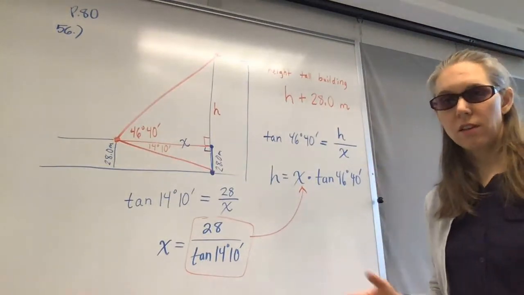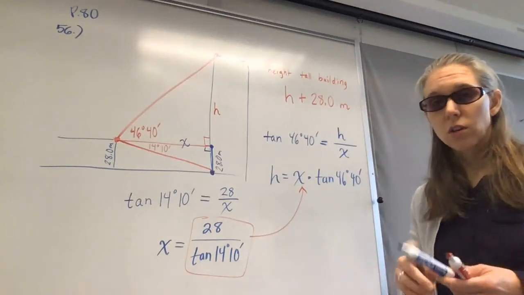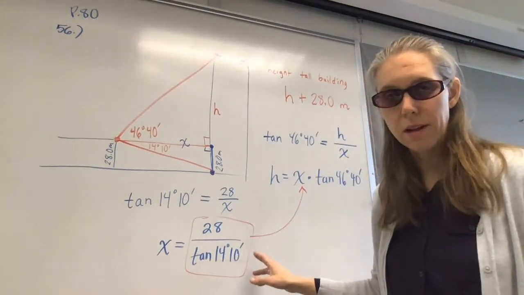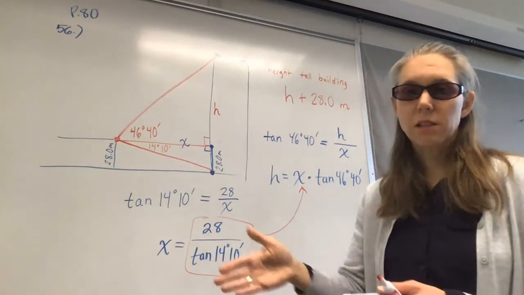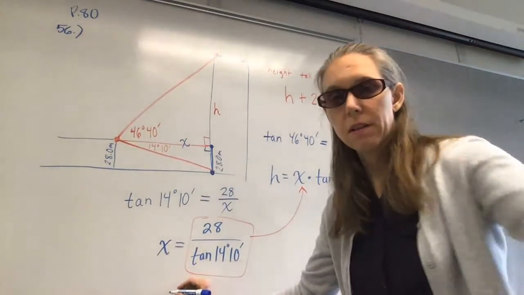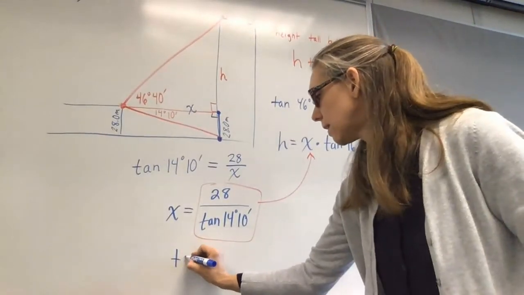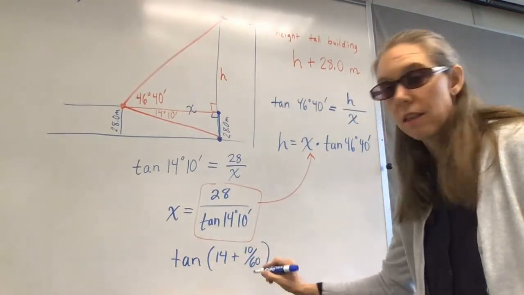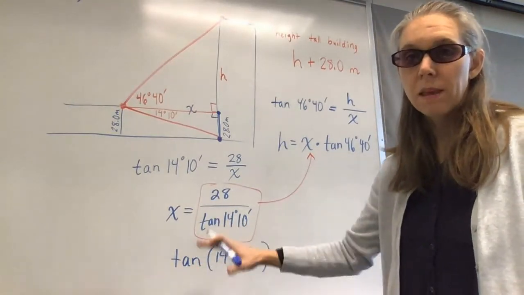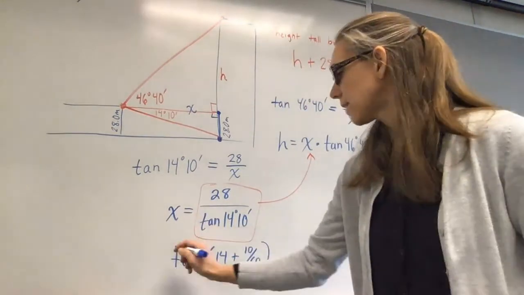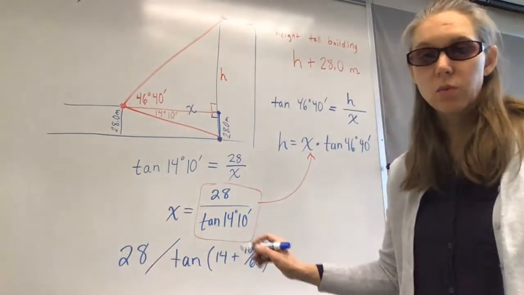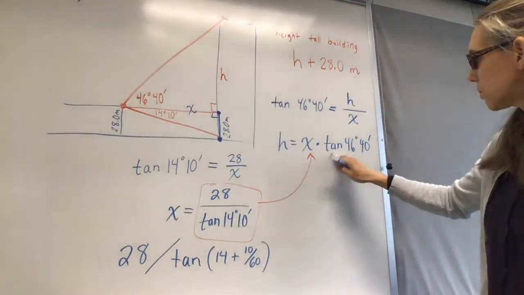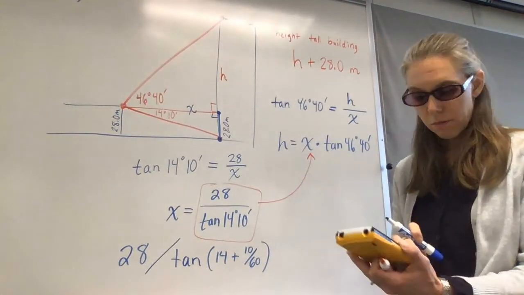So you can change everything from DMS form to decimals, but you could also just in-line do your conversion. So what I mean by that is when you want to type tangent 14 degrees 10 minutes, rather than go through the process of converting this to decimal form and then taking the tangent, you can type in tan 14 plus 10 over 60, and that would convert from DMS form to decimal form at the same time as taking the tangent. So to get x, we want to take 28 and divide 28 by the tangent of 14 plus 10 over 60. Make sure you then close your parentheses, and then you would multiply by tangent 46 degrees, 40 minutes.